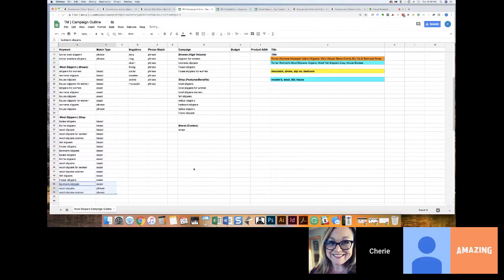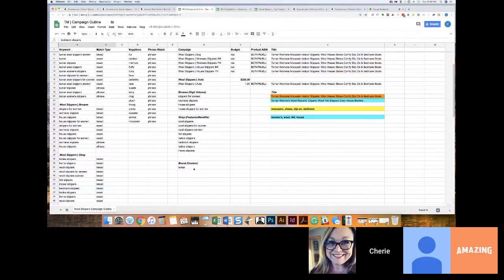Okay, so with that, in my shop I say wool slippers for women, felt slippers, indoor slippers, bedroom slippers, ladies slippers, home slippers. These are all unique features and benefits. I put ladies and home down here because I don't need them up in browse. They're not high volume enough to get up here in this early cycle. They're probably a little more targeted and inexpensive. But the main shop keywords are these.